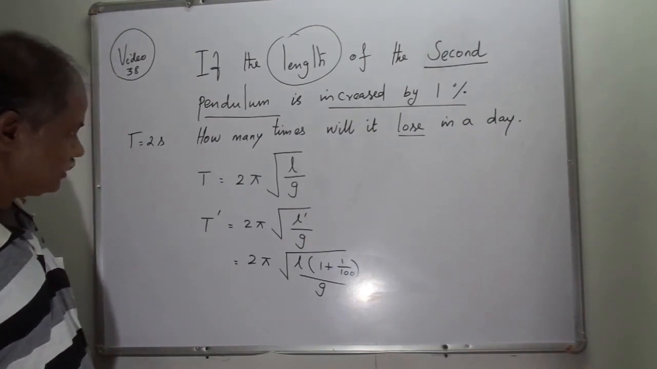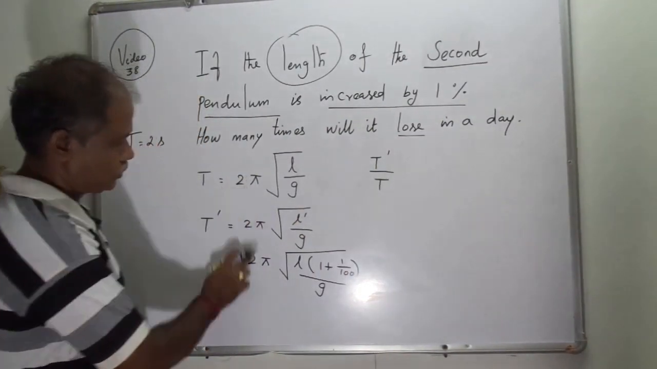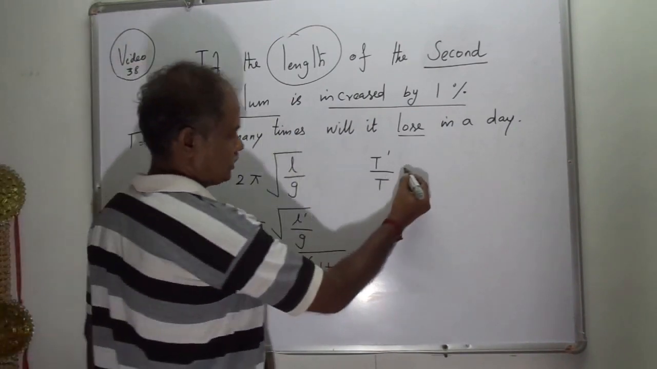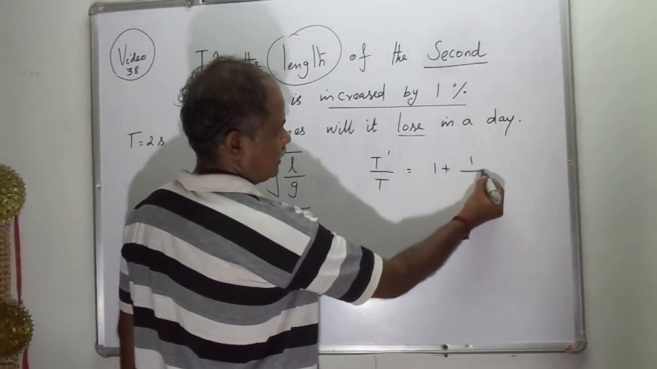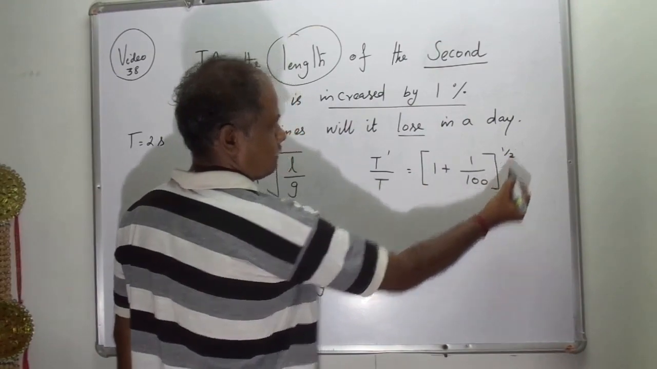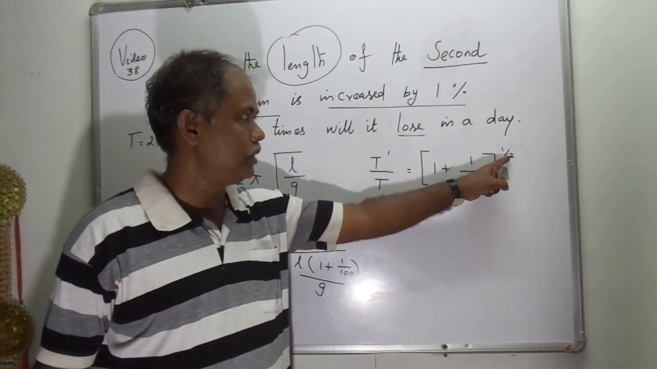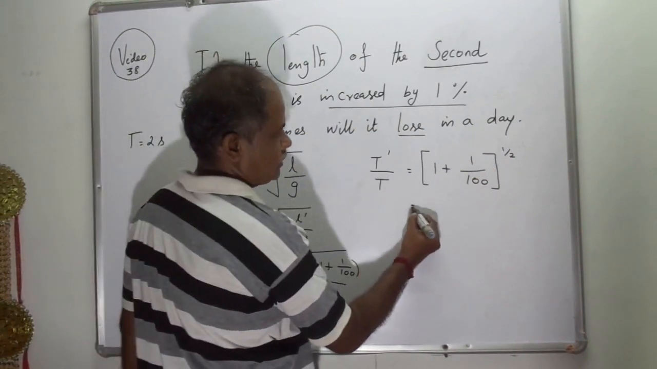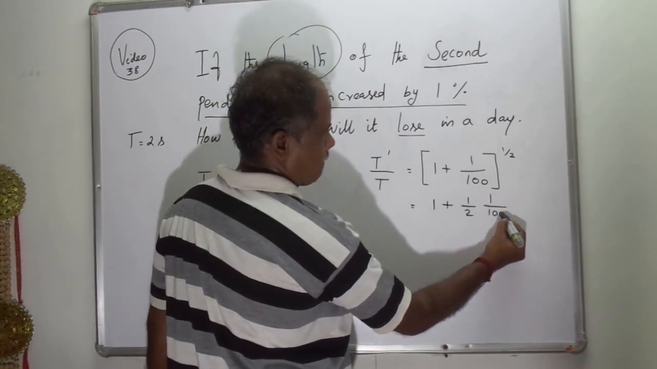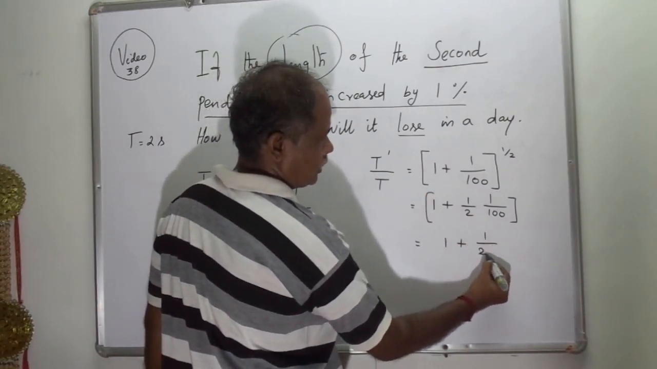Then you find T dash divided by T. The 2π cancels, g cancels, and L also cancels. The remaining term is under square root of 1 plus 1 by 100. Square root means power 1 by 2. By using the binomial expansion, just take the product with the second term. Then this will be 1 plus 1 by 2 times 1 by 100, that is 1 plus 1 by 200.